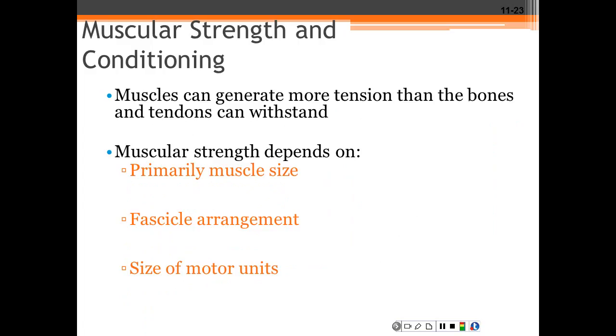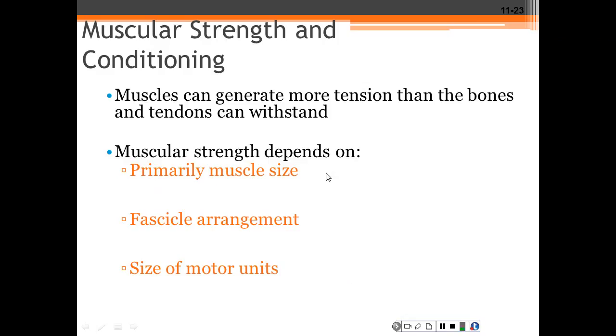Alright, so humans have far more muscular strength than is normally used, which is true, and muscles can generate more tension than the bones and tendons can withstand. Now, muscular strength depends on anatomical and physiological factors. It is primarily determined by the muscle size, the fascicle arrangement, and of course the size of the motor units.